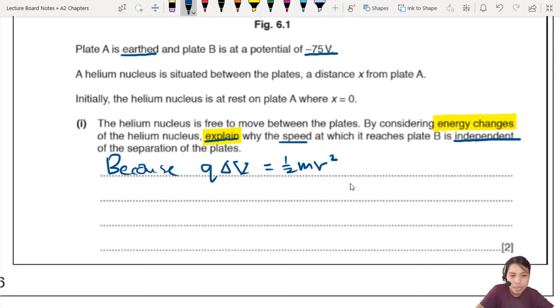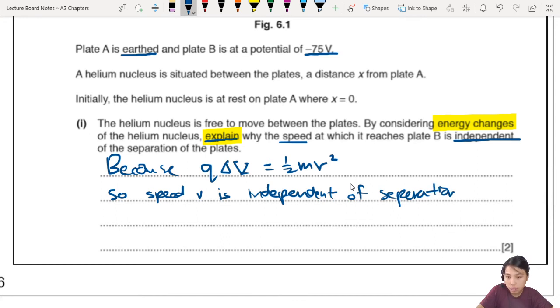So because of this, the final speed V is independent of the separation. In other words, you can say it is not in the equation. State the obvious, yeah, it is not in the expression.